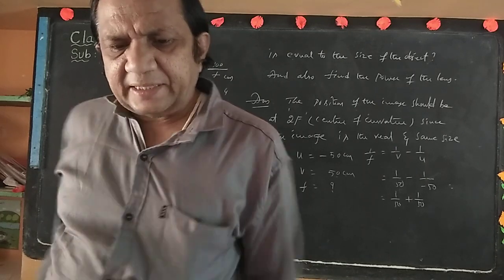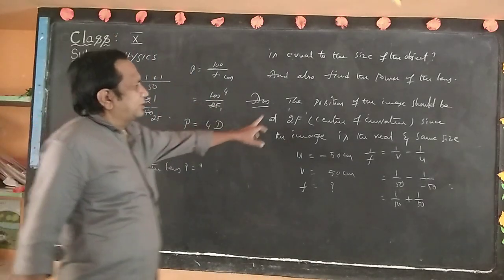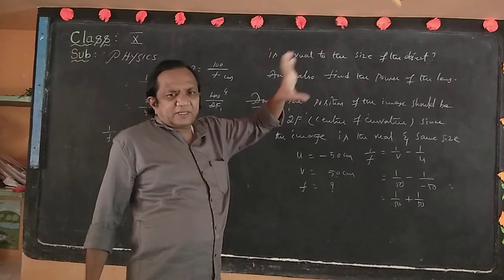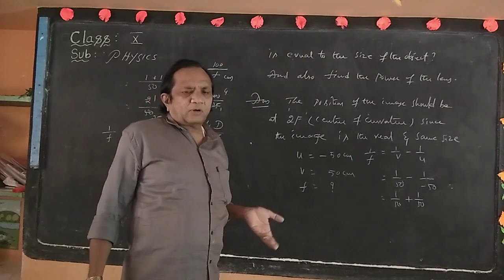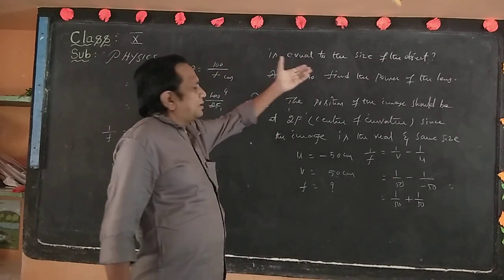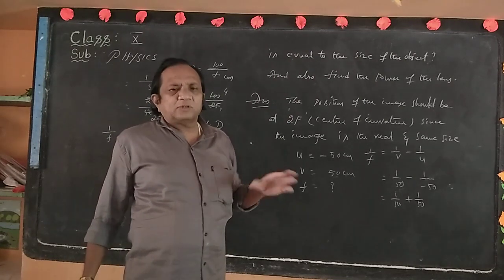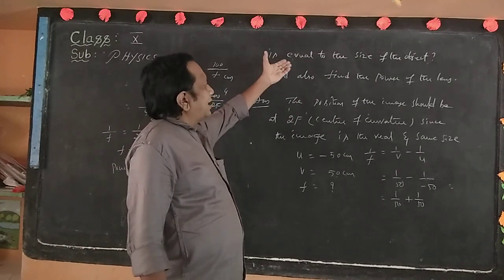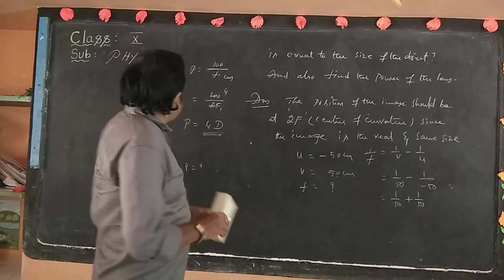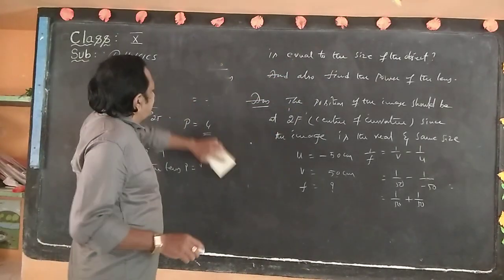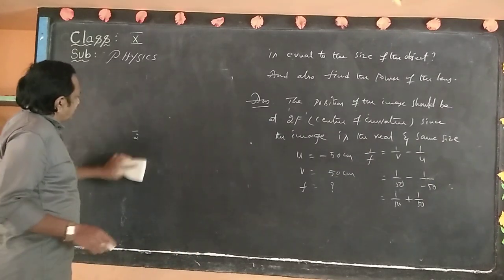Next, understand this problem. Here object distance and image distance will be the same. How can you say that? The size of the image is equal to the size of the object, which means both distances will be the same. Due to that we conclude at this point. Now another question to be considered.